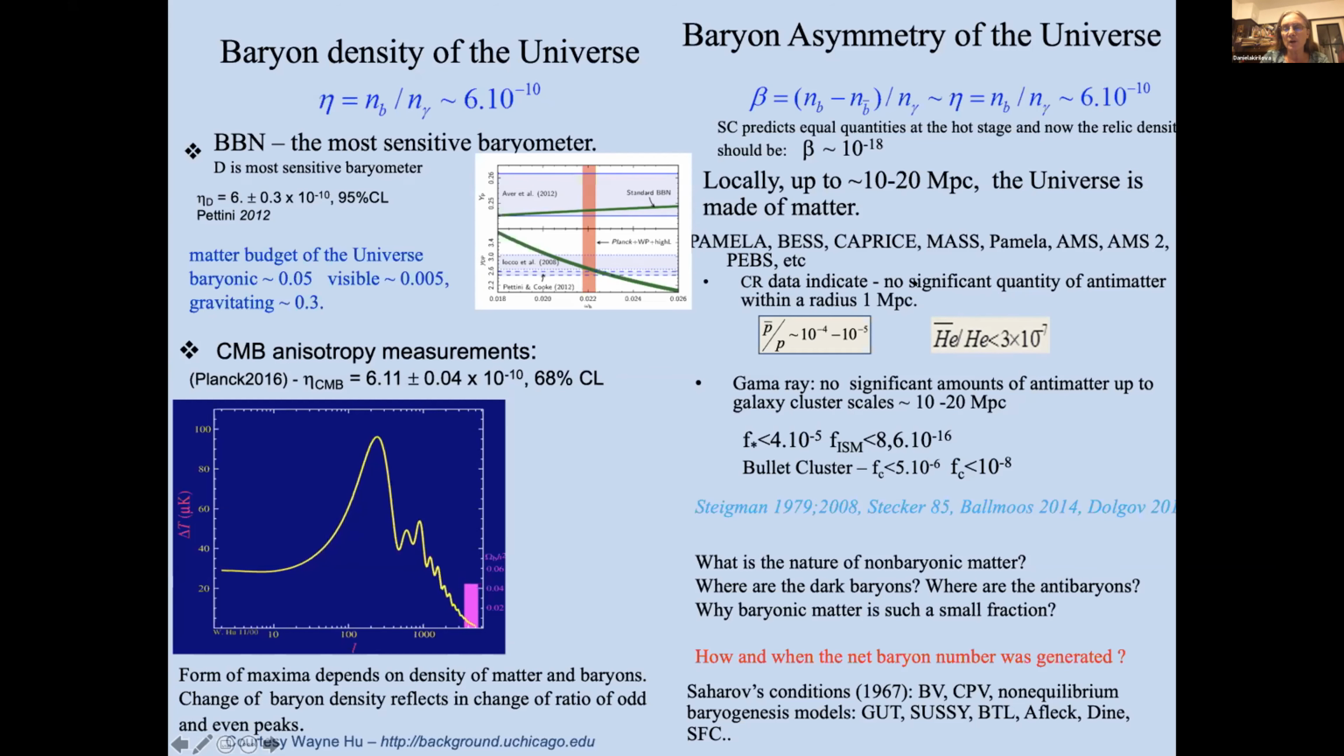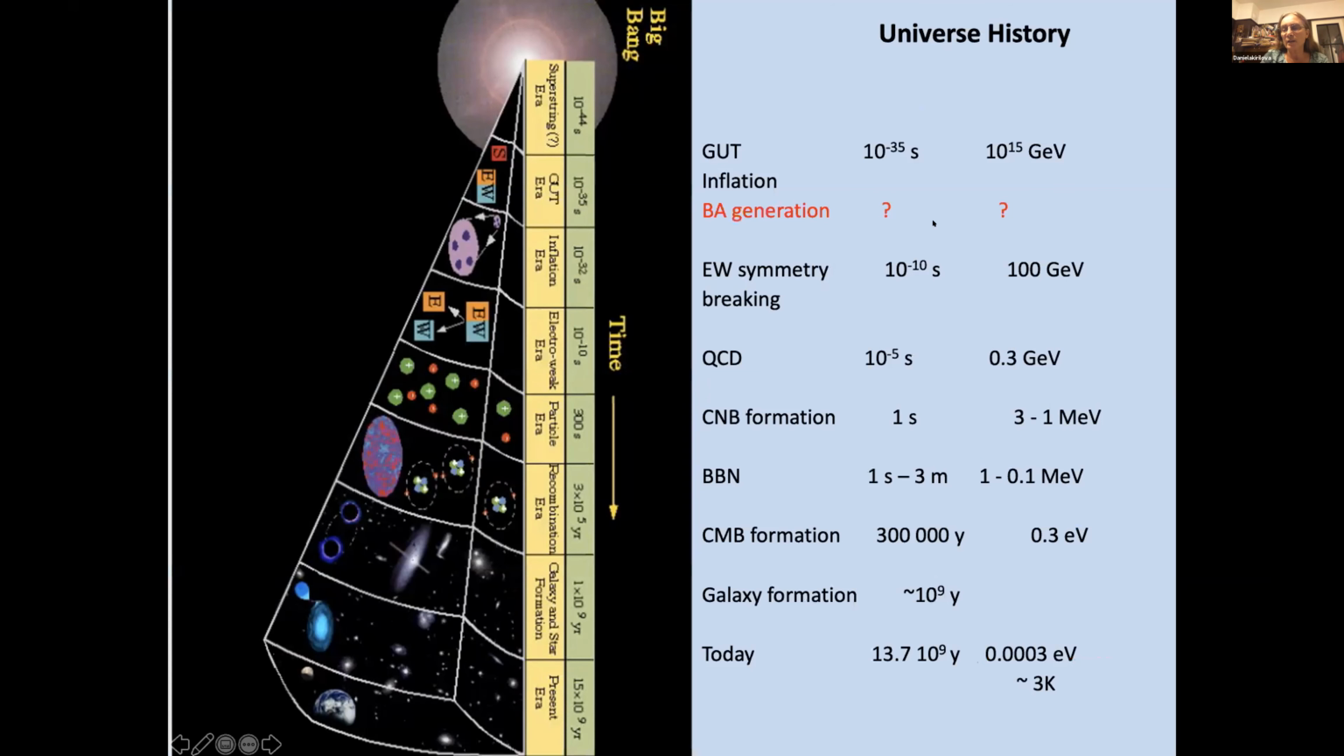However, how and when this net baryon number is generated, we don't know. There exist many baryogenesis models, among which the most often used are SUSY baryogenesis, baryogenesis through leptogenesis, Affleck-Dine baryogenesis, etc. These types of baryogenesis happened at different epochs. So today we don't know exactly when the baryogenesis proceeded. The only thing which we know is that it should be after the inflationary period and before BBN. So everything is possible.